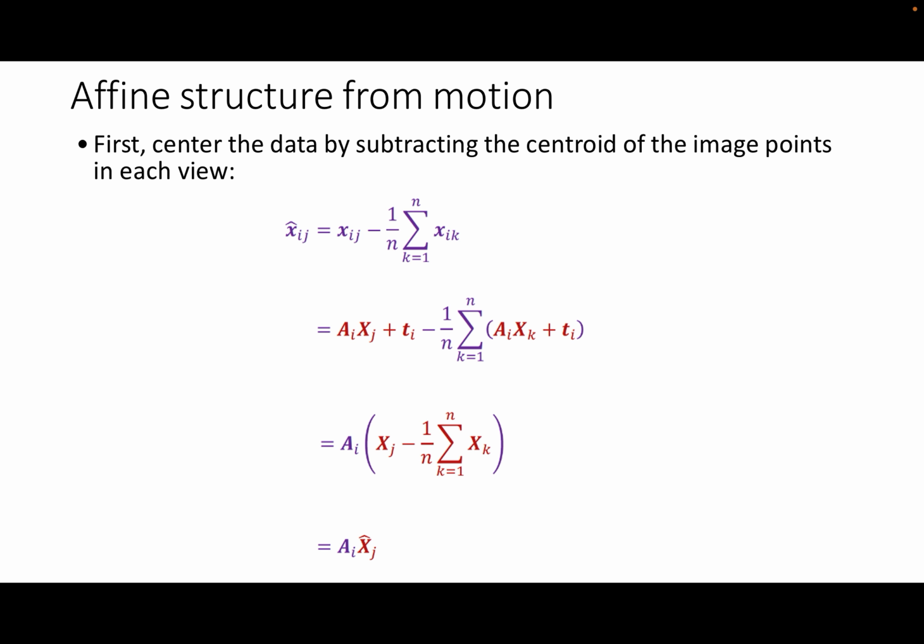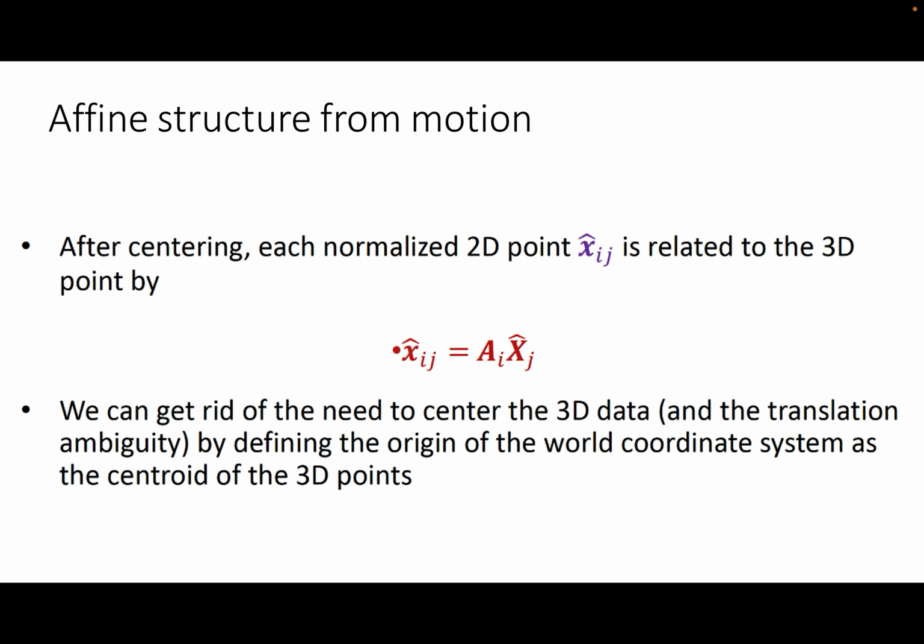Let's see the affine structure, affine SfM, in more detail. First, we center the data by subtracting the centroid of the image points in each view. It's just a translation normalization. After centering, each normalized 2D point x_ij hat is related to the 3D point by this equation. We can get rid of the need to center the 3D data and the translation ambiguity by defining the origin of the world coordinate system as the centroid of the 3D points. These are just for mathematical convenience, not a very big thing.